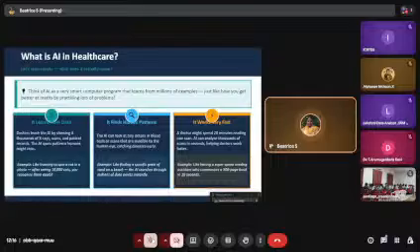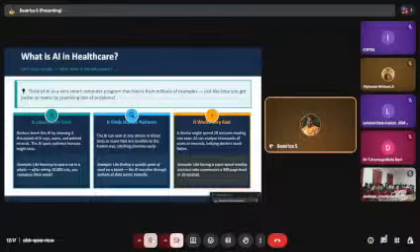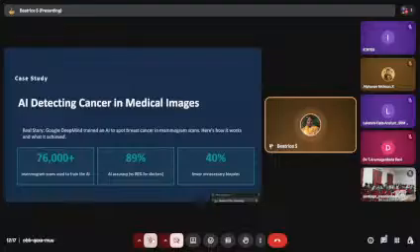So in healthcare, how does it work? There are three things: it learns from data, it finds hidden patterns, and it finds them very fast. So these are the different things we can do in healthcare.